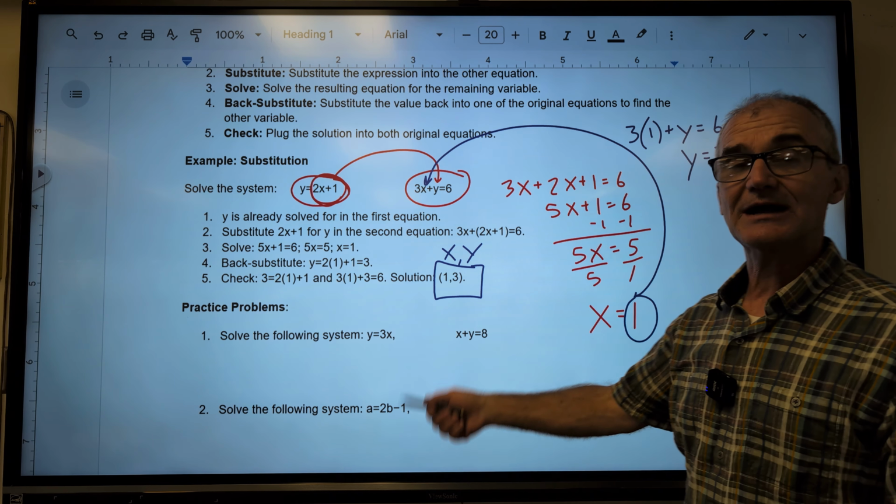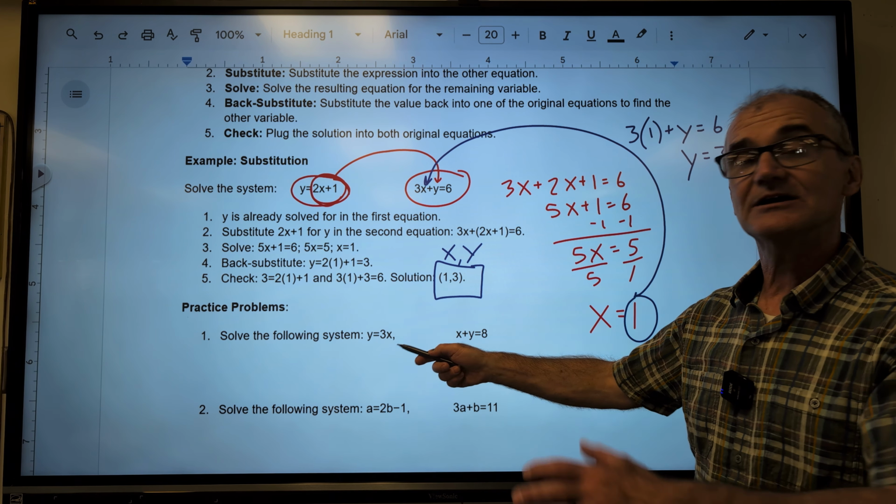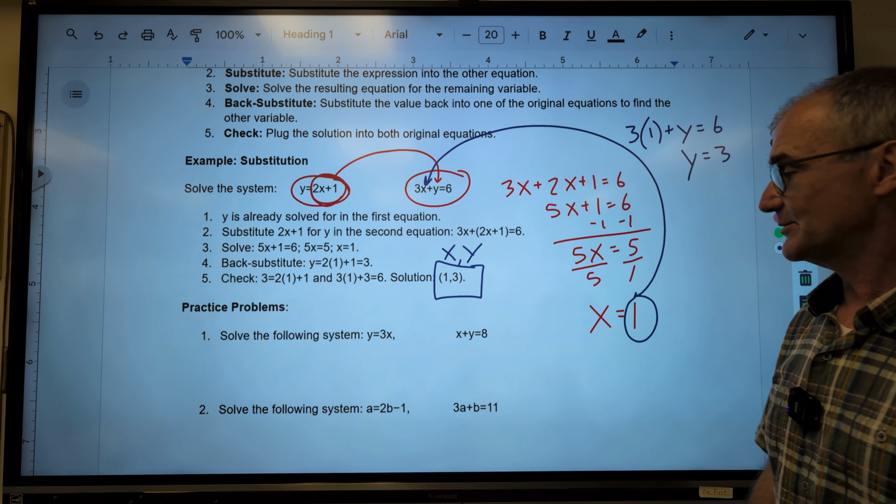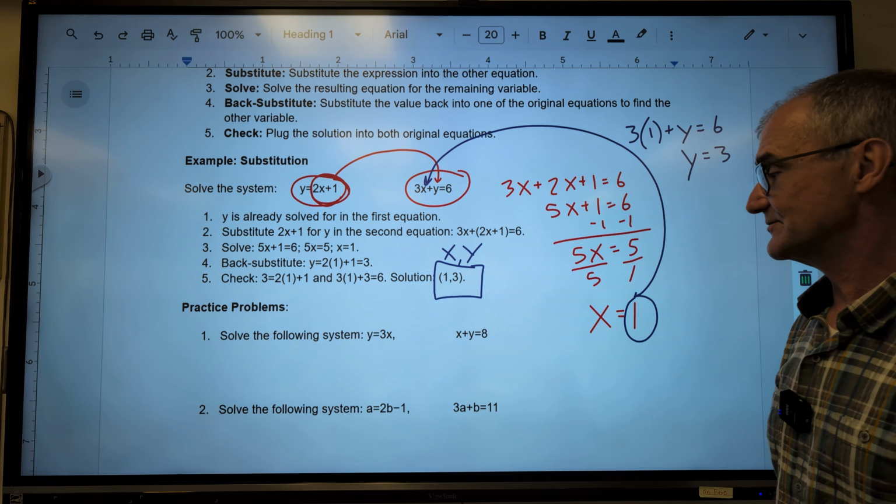Okay, here are a couple of practice problems right here. Pause the video, do these two problems, unpause the video, and watch how I do them. Starting out pretty easy so we get the hang of systems of equations, and we'll progress to harder and harder problems. Okay, on number 1, y is equal to 3x.